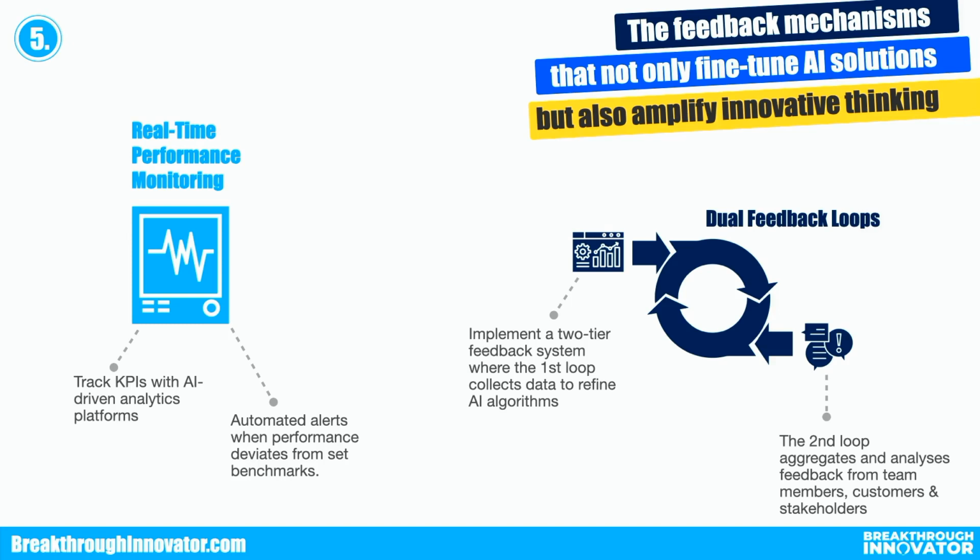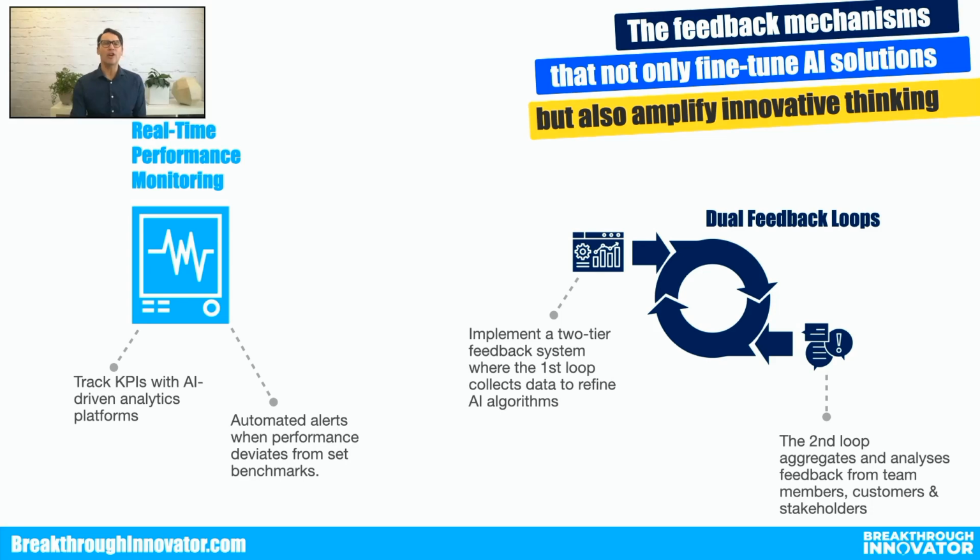Now, the fifth principle is about creating great feedback. Feedback that enables us to improve our AI, but also to amplify, to turn up that innovative thinking that we know is so important. And there's four ways we can do that, but let's start off with the first one, which is around real-time performance monitoring. And this is where we're tracking KPIs with analytic-driven analytics platforms.